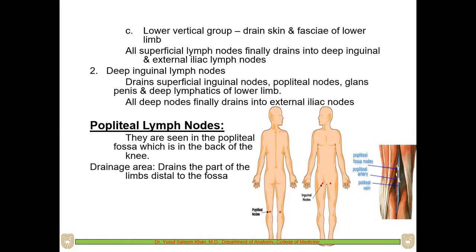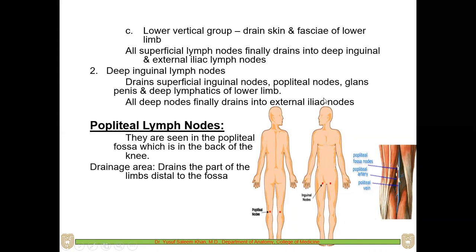So into the abdomen. The superficial inguinal group of lymph nodes drains into the deep and then into the external iliac group of lymph nodes. Later we'll see where exactly the external iliac group of lymph nodes are present. Then coming to the deep inguinal nodes, this will drain the superficial inguinal nodes, as we have seen.